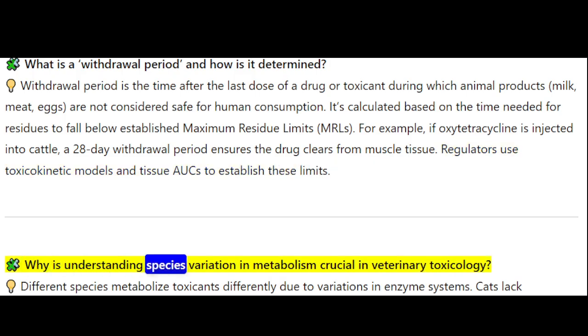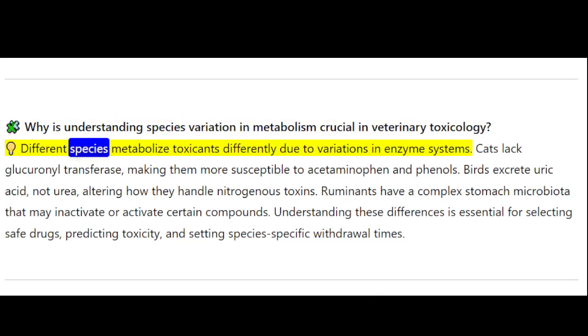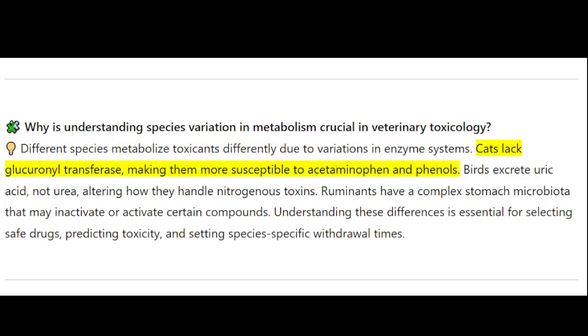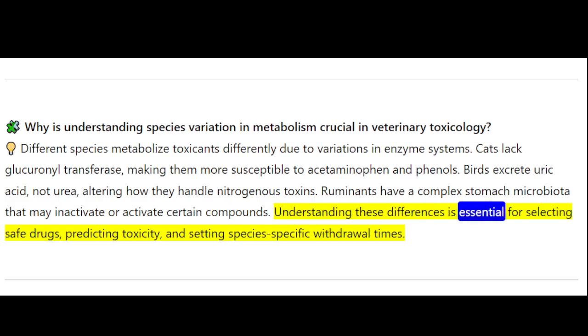Why is understanding species variation in metabolism crucial in veterinary toxicology? Different species metabolize toxicants differently due to variations in enzyme systems. Cats lack glucuronyltransferase, making them more susceptible to acetaminophen and phenols. Birds excrete uric acid, not urea, altering how they handle nitrogenous toxins. Ruminants have a complex stomach microbiota that may inactivate or activate certain compounds. Understanding these differences is essential for selecting safe drugs, predicting toxicity, and setting species-specific withdrawal times.